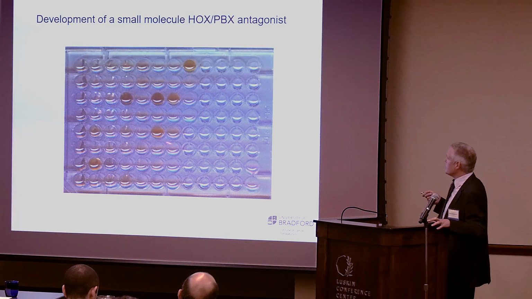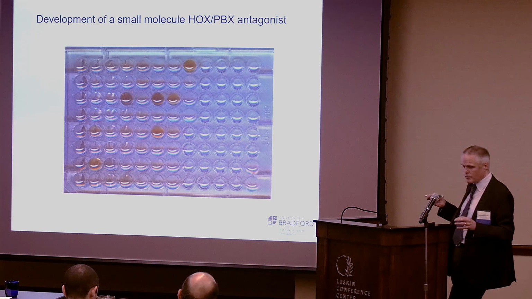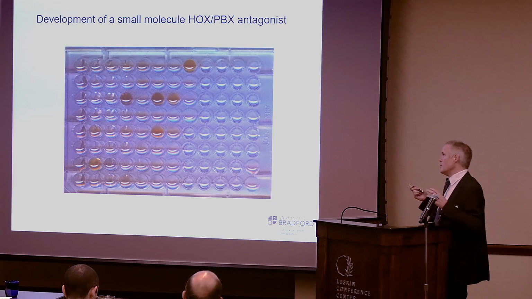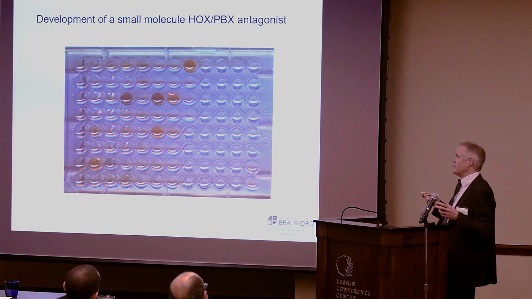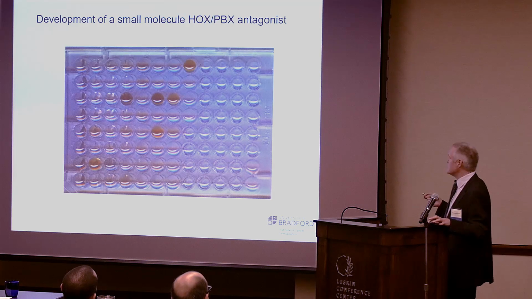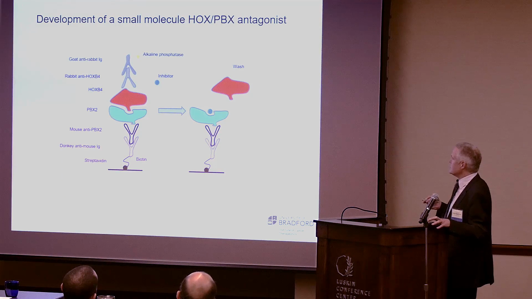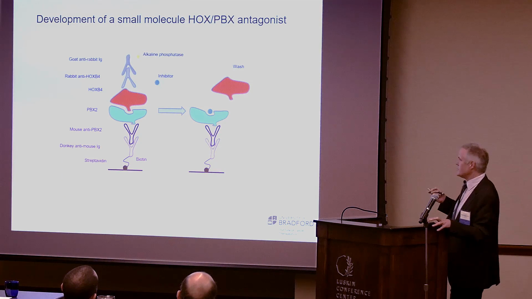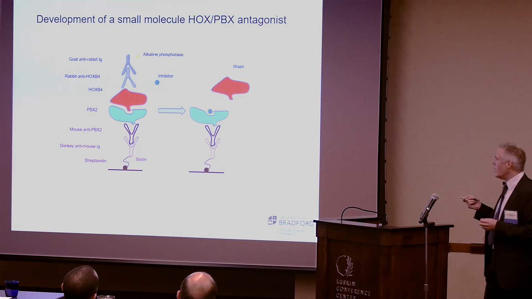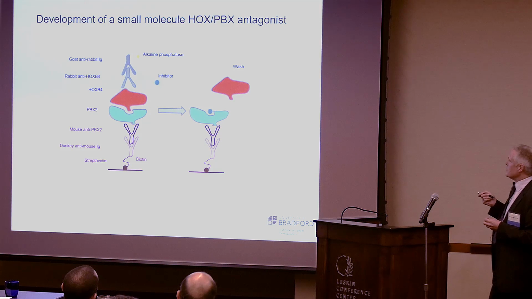And in turn, this allowed us to develop a library for testing consisting of about 1,000 compounds in the first instance, because as with all computer modeling, especially this computer modeling, the results aren't really that specific, so you end up with about 1,000 potential hits. And this is just a screening assay, a fairly complex screening assay, which allows you to screen for which drugs will block the interaction between HOX and PBX.